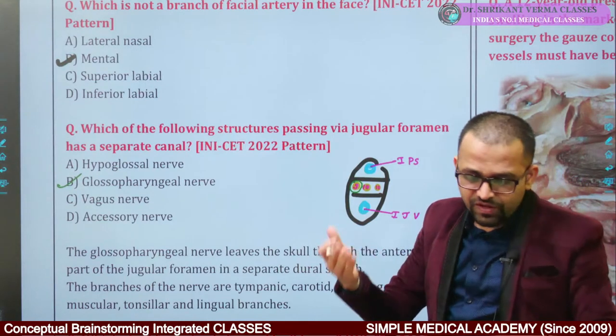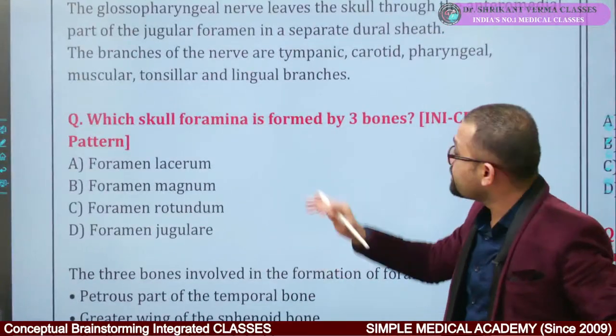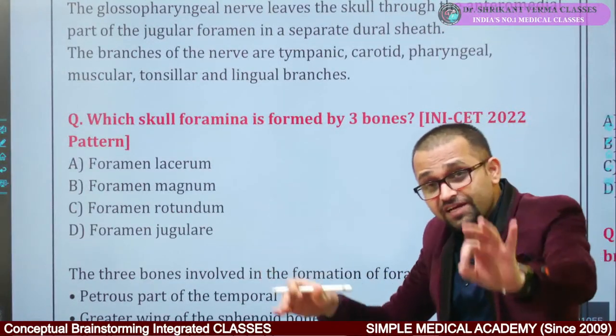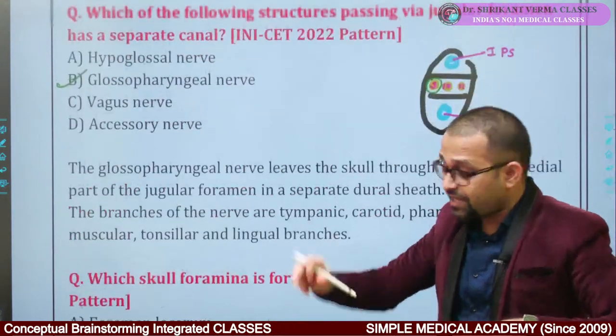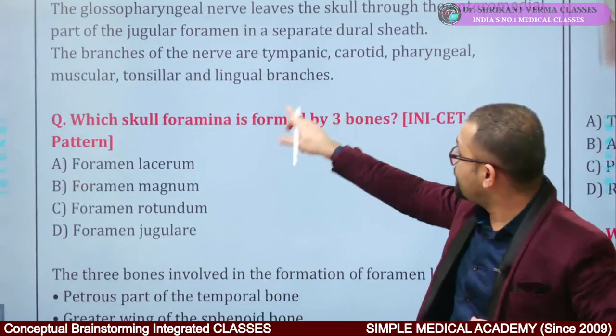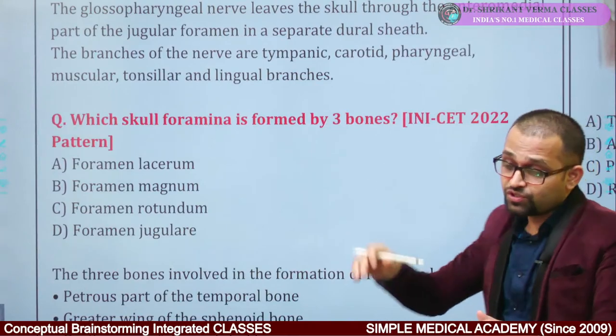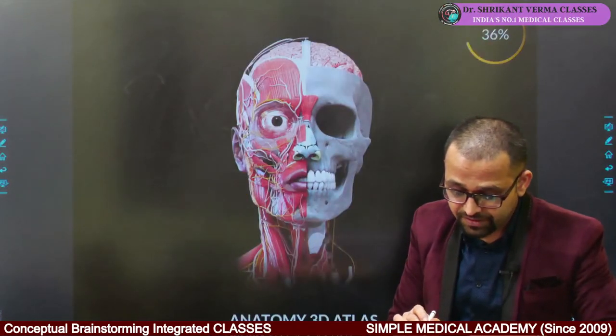So now we are going to look at the next question. Can you see which skull foramen? Definitely in your next INICET exam, one cranial cavity question will be asked, some foramen will be asked. So we are going to discuss it in our class right now. Which skull foramen is formed by three bones? So I am showing you the three-dimensional anatomy. See here.